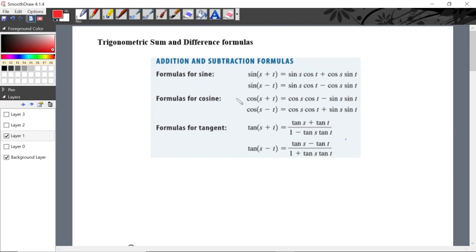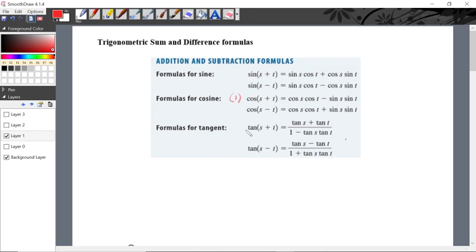Okay, so I'll label this number 1 right here. The cosine of a sum formula. Okay, the cosine of a sum, or the cosine addition formula. Prove that the cosine of s plus t is equal to the cosine of s times the cosine of t minus the sine of s times the sine of t.